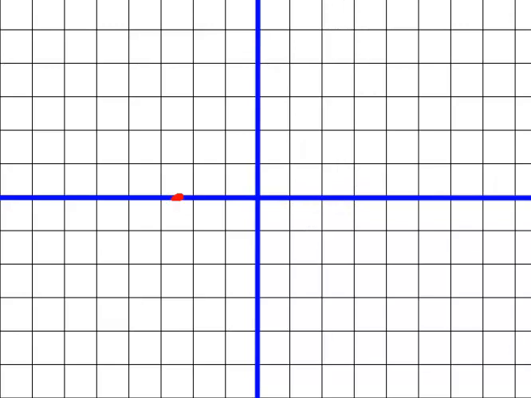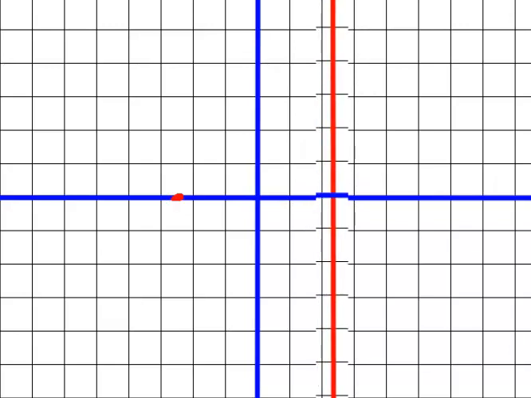Okay, x equals 5/2, so x equals positive 5/2, right?